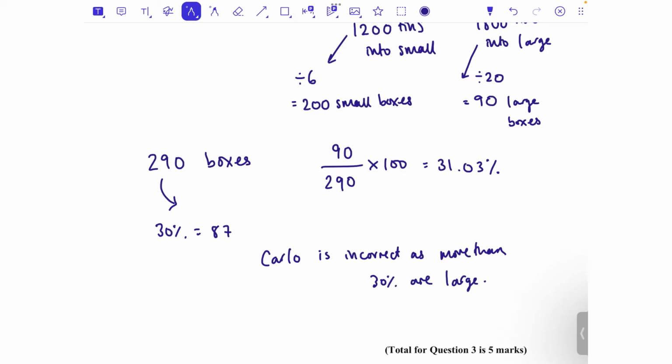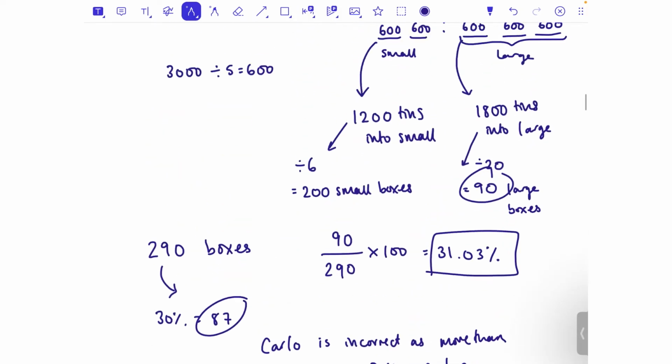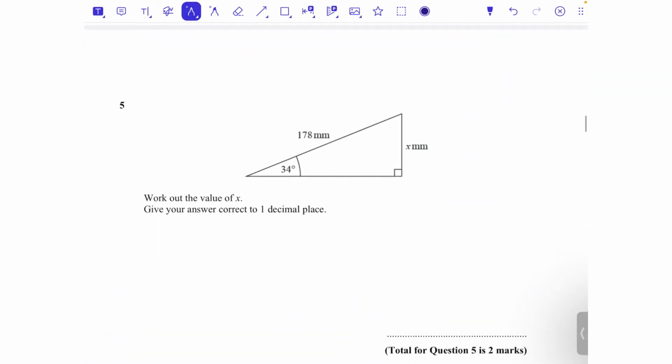And you could say that 90 is greater than 87, and that would be enough, or seeing that would be enough. So lots of different ways you could have got 5 marks there, but there we go. That was it for 5 marks. Well done if you got that.